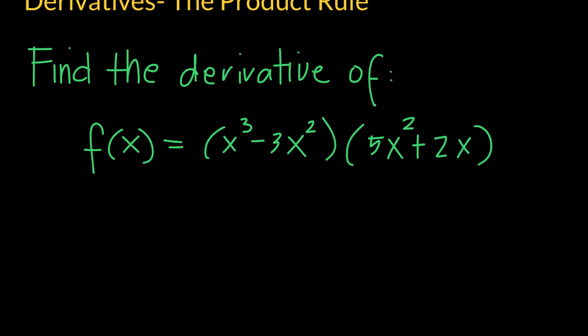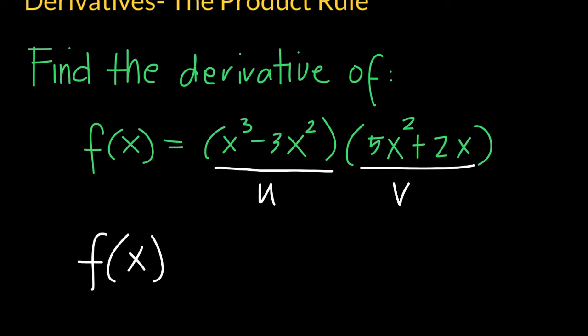So how then can we apply the product rule? First, you have to check if the function is written as two given expressions, and let us call these expressions u and v. Now the derivative of a function written as a product, so f prime of x, this is how you will do it. You copy the u, that is your first expression, x cubed minus 3x squared, and multiply it by the derivative of the v, which is what we call dv over dx.